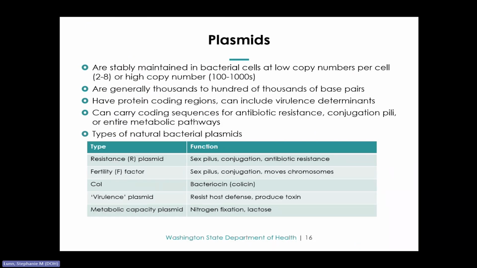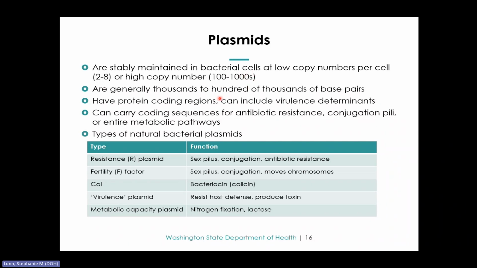Before we talk about conjugation, we should cover plasmids very briefly. Bacterial cells can often contain plasmids in addition to the chromosome, and plasmids can play an important role in bacterial adaptation and evolution. Plasmids tend to be stably maintained in bacterial cells at low copy number per cell, about 2 to 8, or high copy number per cell, about 100 to 1,000.